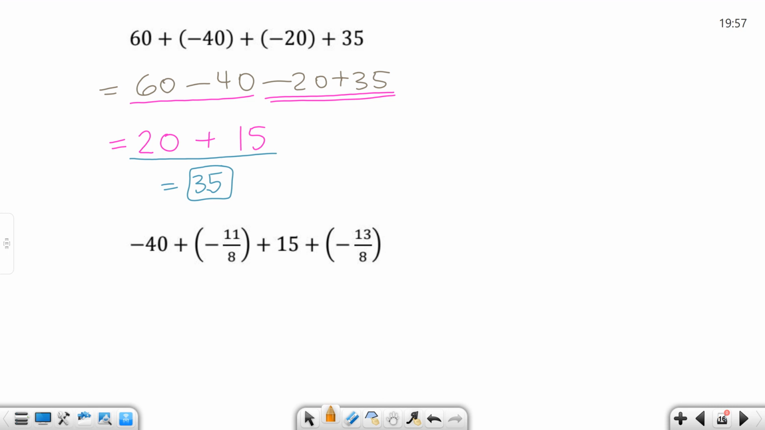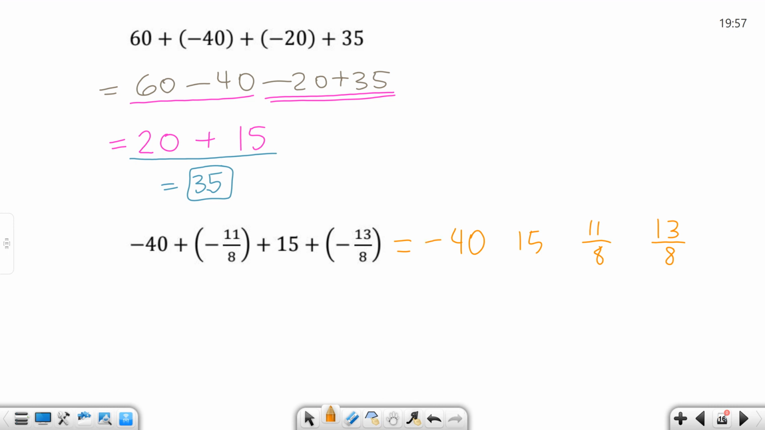And then we have another more fractions here, but look, don't fret. Because I have fractions, I'm going to rearrange this so that these two terms are beside each other and these two terms are beside each other. At the same time, looking at plus a negative and plus a negative. So I have a 40, a 15, an 11/8, and a 13/8. What I did was swap the middle terms so that my integers would be beside each other and my fractions would be beside each other. That way it's a little easier to combine the same type things.